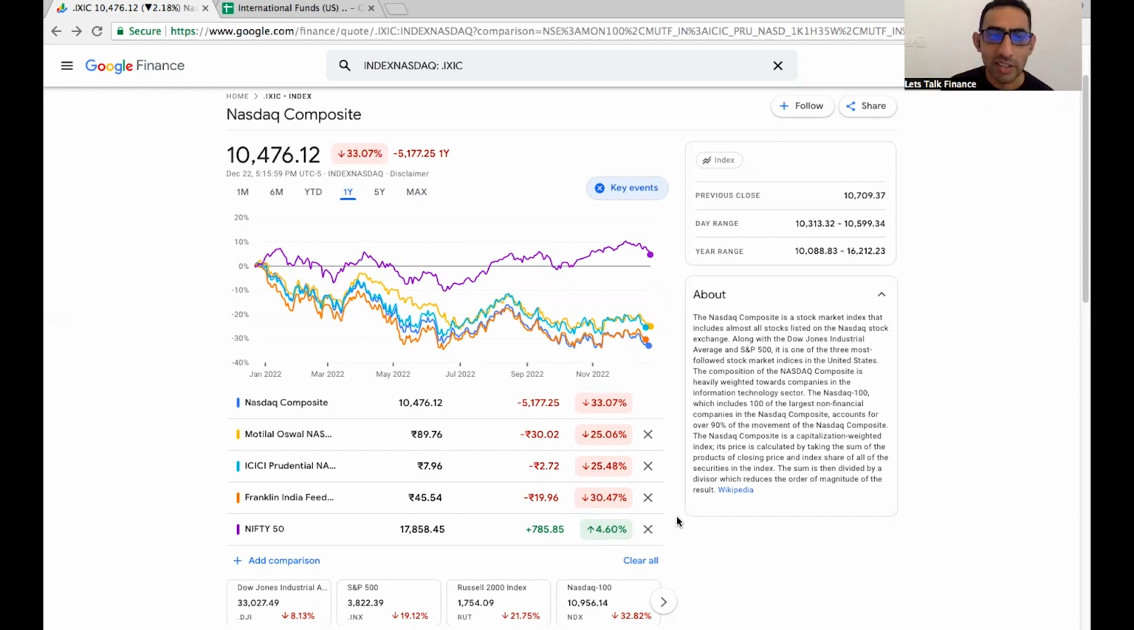Now let's quickly check the returns. Nasdaq is down around 33%. Motilal Oswal ETF follows the Nasdaq composition, which means it mirrors the stocks which are in Nasdaq. Now you might say, hey Puneet, Motilal Oswal is down only 25%. That's the right question. Motilal Oswal is down by 25% because there is a tailwind of currency depreciation.